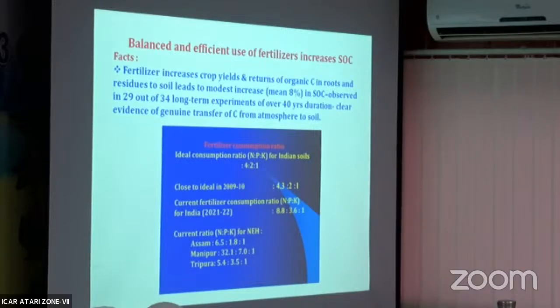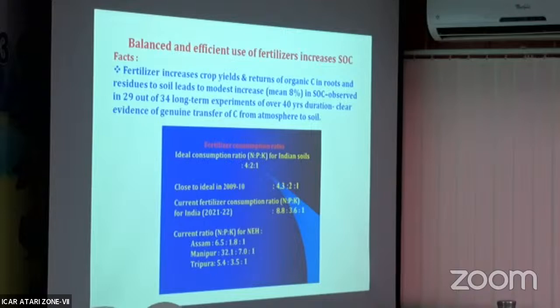So as a result, what happens? Urea is cheap, might be 6 rupees or so. But if you compare phosphorus and potassic fertilizers, the cost is very high. So the farmers use more urea than phosphorus and potash. So this ratio is now imbalanced to a great extent. There is every likelihood that our soil will be further degraded if you don't use balanced fertilization.